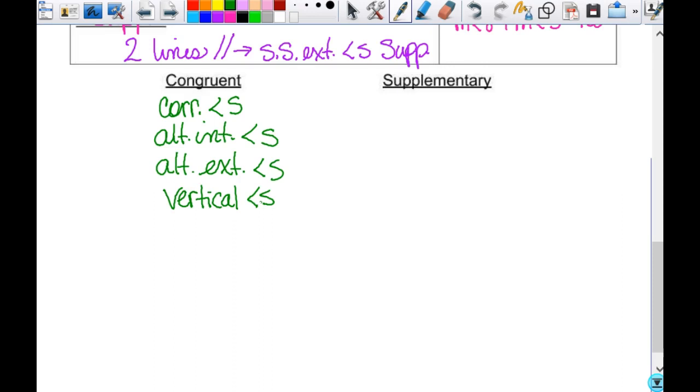Then supplementary, we've got same side interior angles, same side exterior angles, and then what? Linear pair.